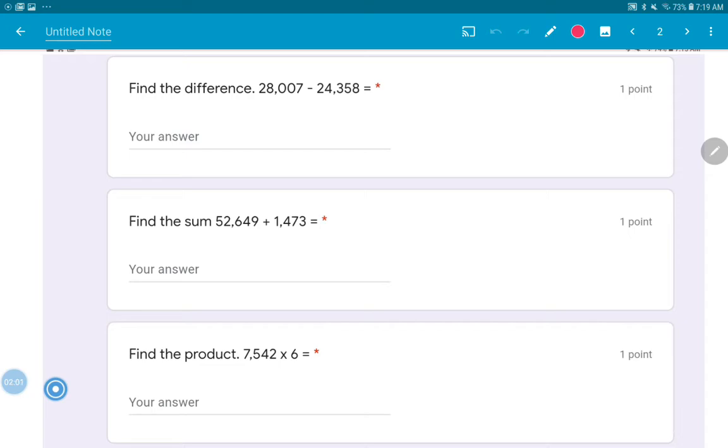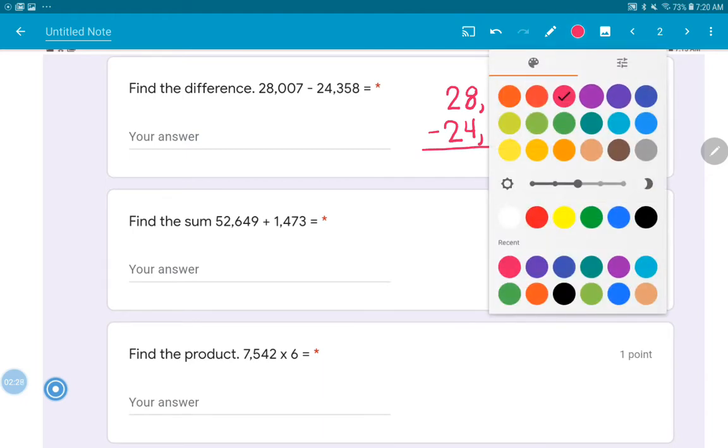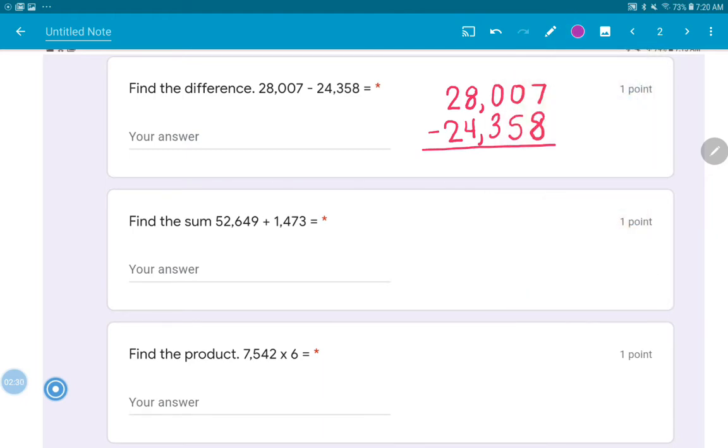Next, I'm finding the difference of 28,007 minus 24,358. So I'm going to write those numbers vertically. 28,007. I'm going to be careful to line up my place values in 24,358. Switch colors here. I'm going to see if we can subtract. If I have 7, I can't take 8 away without being a negative number.